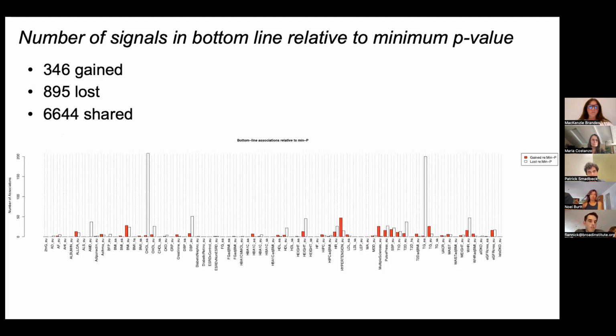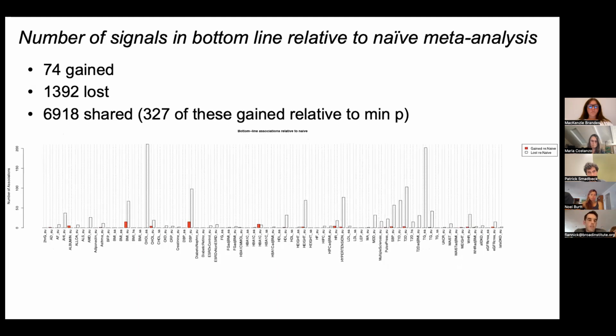So it seems to primarily function by pruning out associations that are significant only in one data set, but you do see some novel associations identified, a small number. Now, relative to the naive meta-analysis, it's actually interesting. It gains fewer, but prunes out far more.